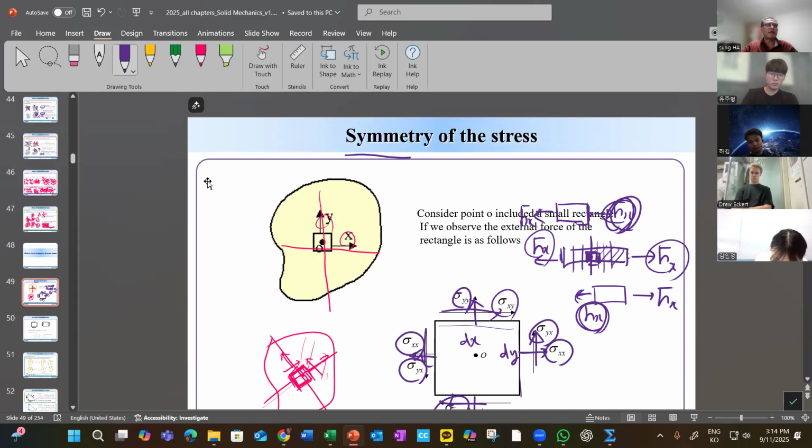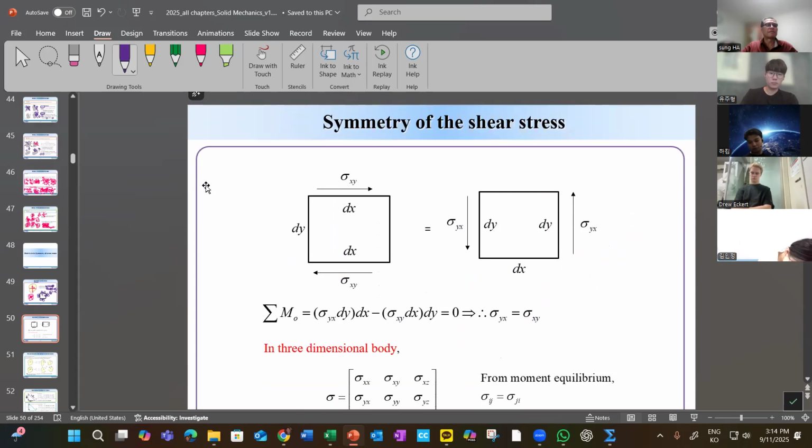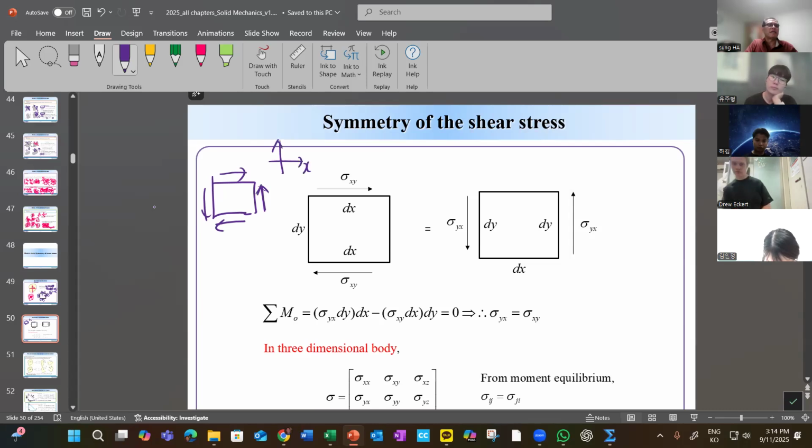Then let's take a look at the stress. Now, not the normal, only the shear stress. We had a shear sum here, and the shear here, and the shear here, and shear here. You may wonder why just an objection? Because we have a coordinate like this.